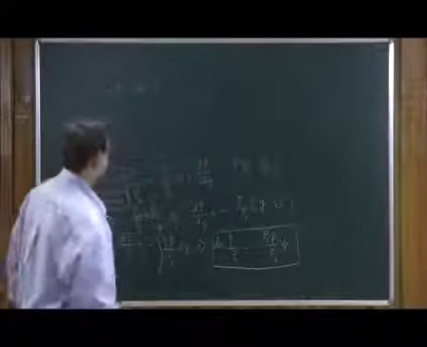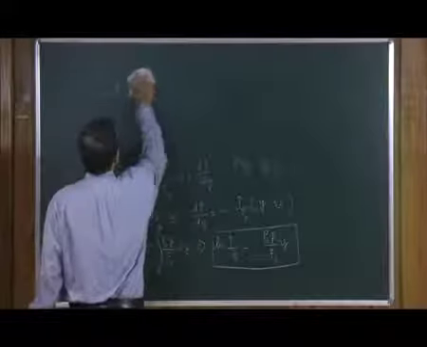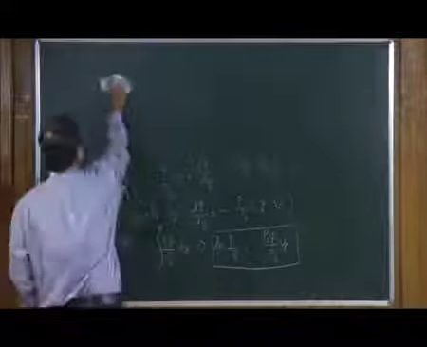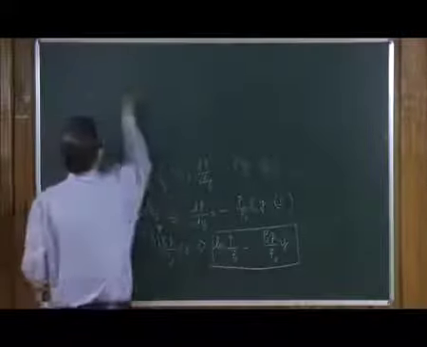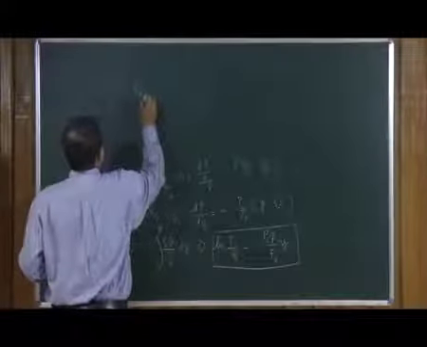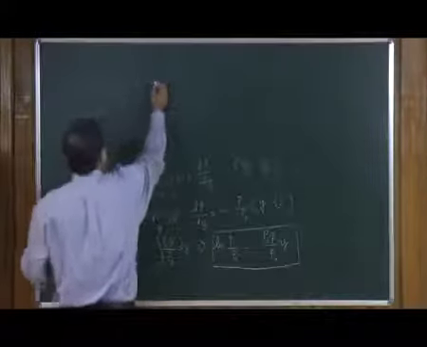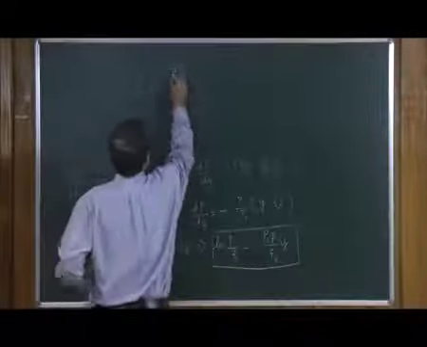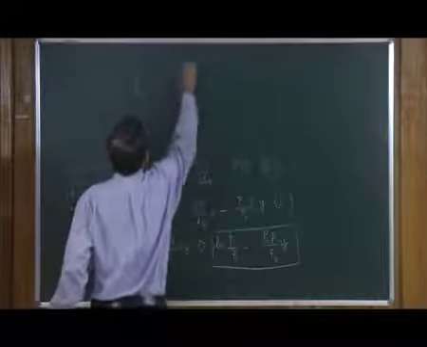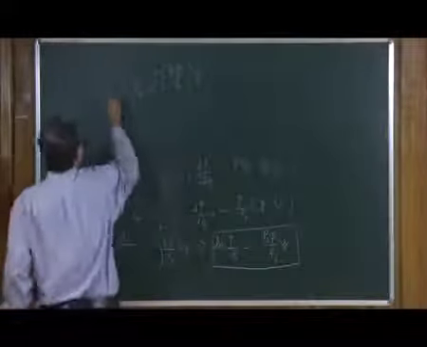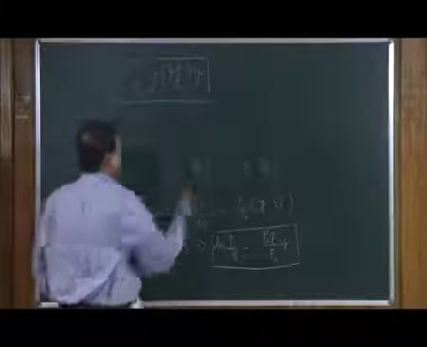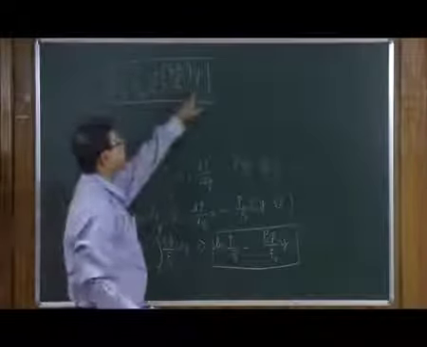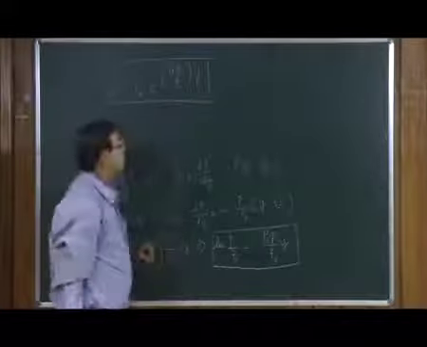Let us write this as, I am skipping one step, and you can write it as P equals P 0 exponential minus rho 0 g by P 0 and y. So, this is how the pressure varies with the height y measured from the sea level.